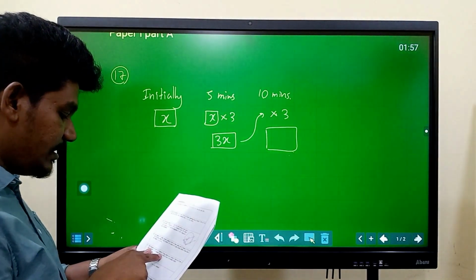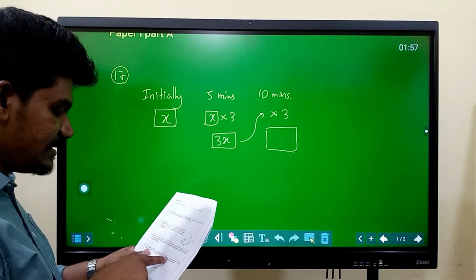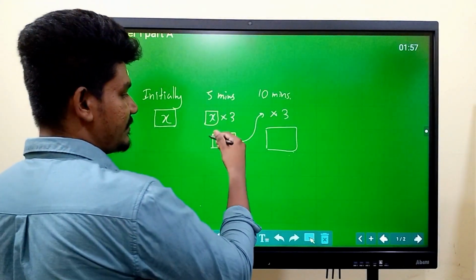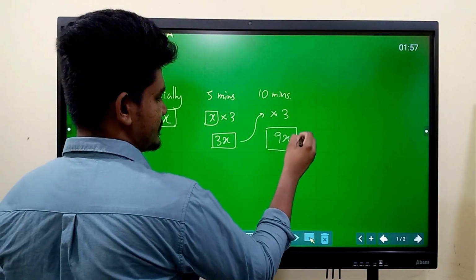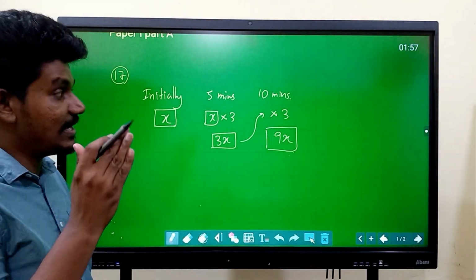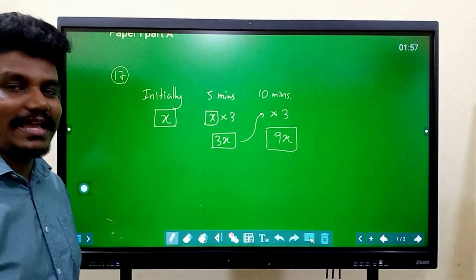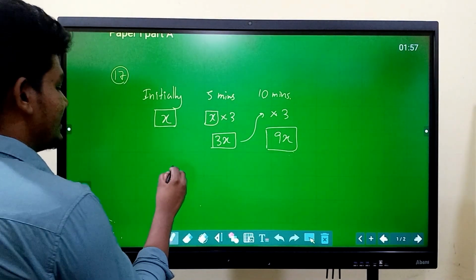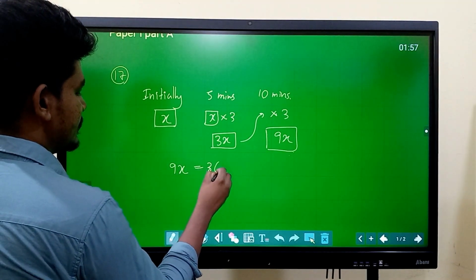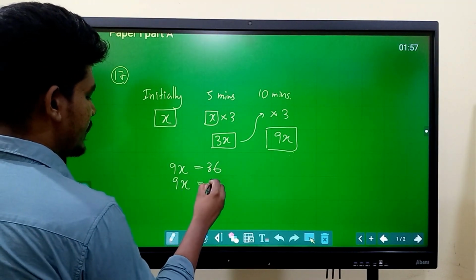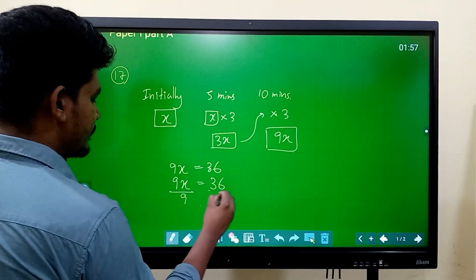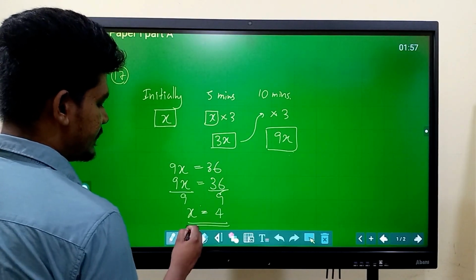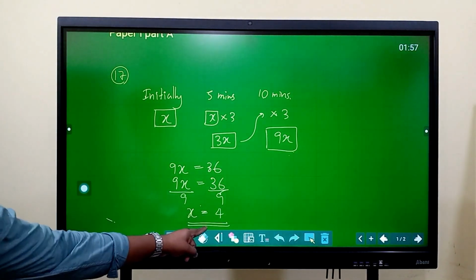It says the number of ants triples every 5 minutes. They will be getting tripled every 5 minutes. Then in the next 5 minutes, it will be 3x multiplied by 3, which is 9x, right? So after 10 minutes, 9x ants are there. They have given that quantity as 36. So 9x equals 36. If you divide both sides by 9, we can find the number of ants that were there initially in this container. There were 4 ants there at the beginning, right?